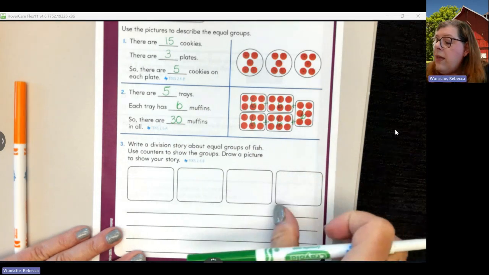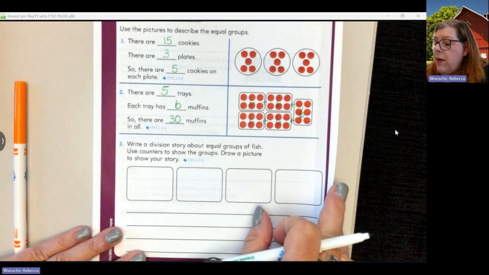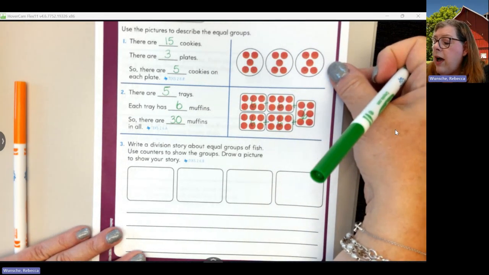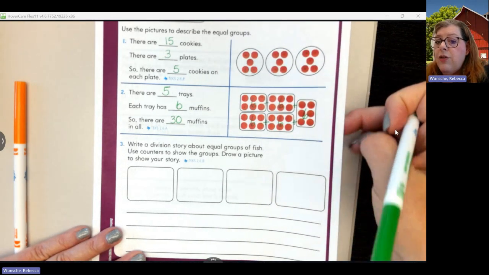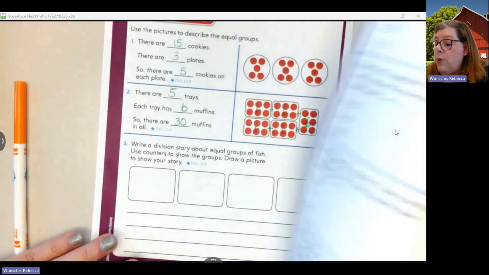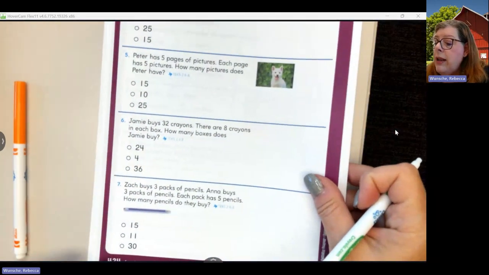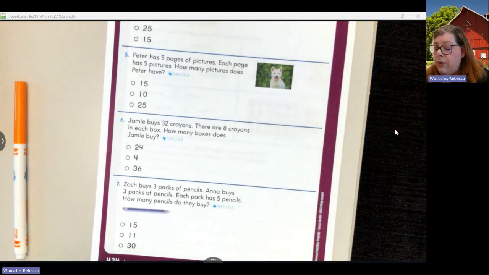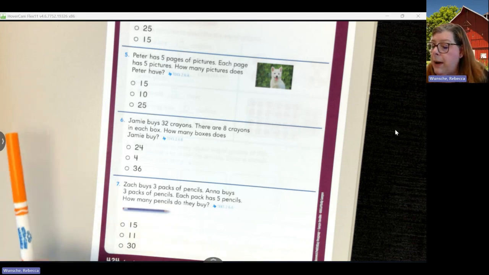All right. The other thing I want to show you with multiplication and division is to be able to go from having the representation to creating your own representation. So we're going to look at a couple of story problems, and we're going to think about how we would create our own representation to solve these story problems.